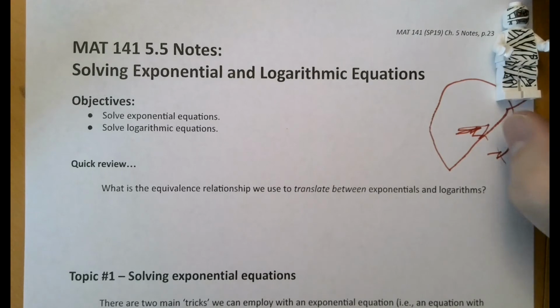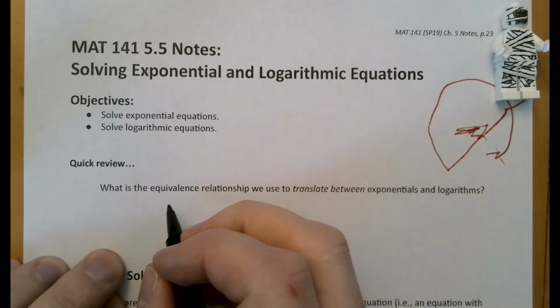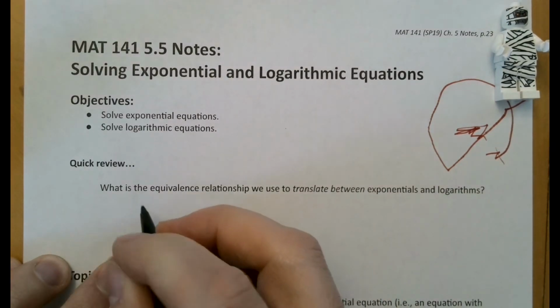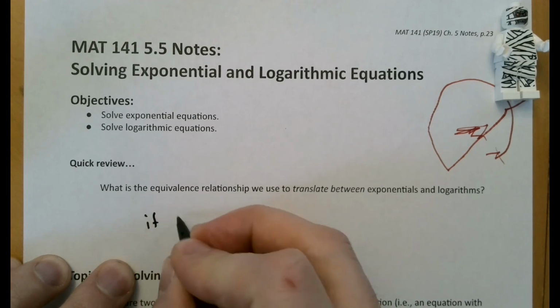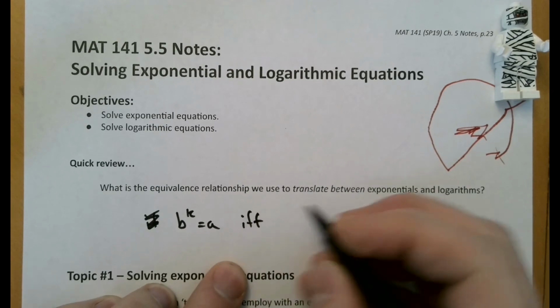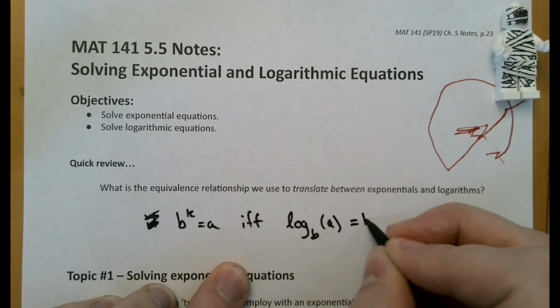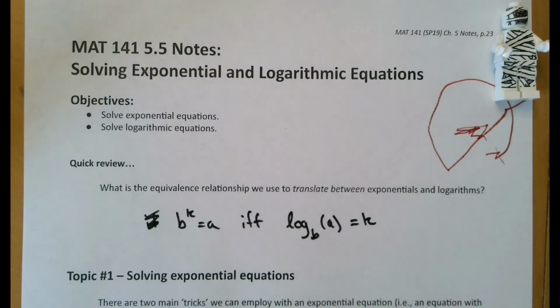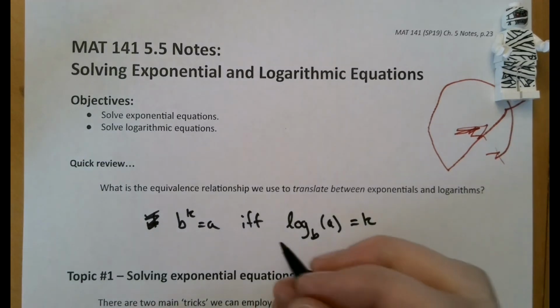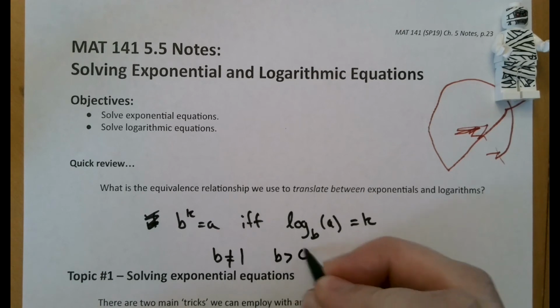So from 5.1, we stated, and actually we used it, maybe it wasn't 5.1, I think it was 5.4 or 5.3, we stated this relationship. b to the k equals a if and only if log base b of a equals k. That was essentially how we defined logarithms. And in both of these cases, b could not equal 1, and b had to be greater than 0.